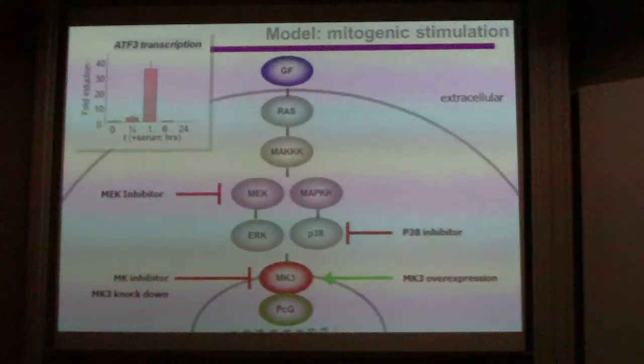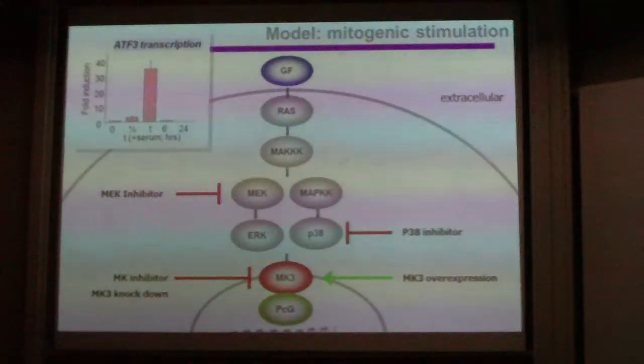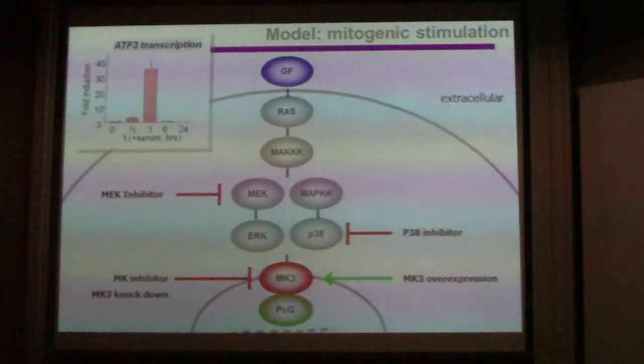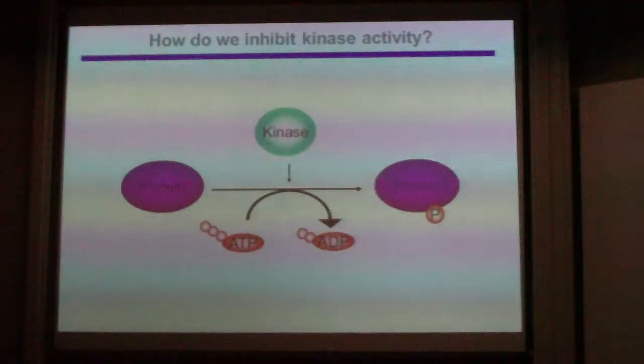And we have the P38 inhibitor, which is the SB203580, also included in the paper. And we also have an MK3 inhibitor, which inhibits MK3 itself. And we also have constructs available which can either knock down MK3 or overexpress it. So, to come back to this kinase activity, indeed, somebody prompted to inhibit the kinase.